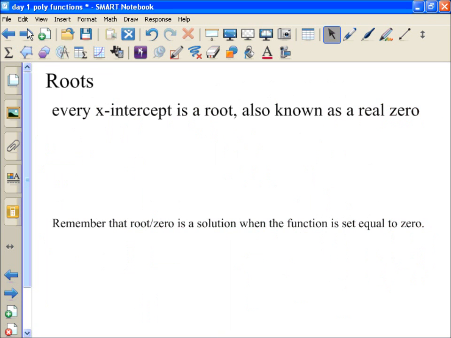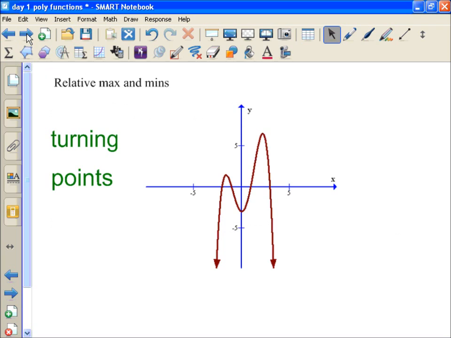Next up, we have roots. Now, as we learned in our quadratics unit, root is just another name for a real zero or x-intercept or solution when our equation is set equal to 0. So we look at this equation, and it has 1, 2, 3, 4 roots.